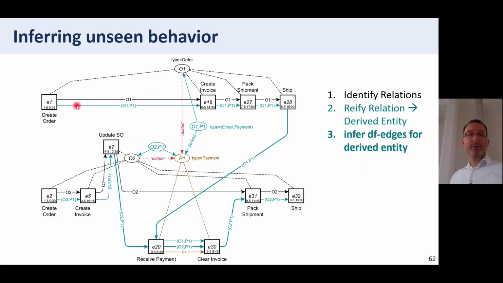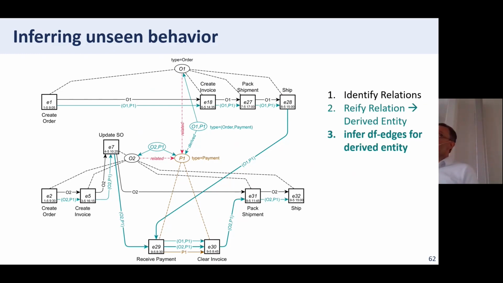So we get a path from O1P1 starting at create order until the end of create order. But then we get this new edge over to receive payment, clear invoice. That's because that's the combined dynamics of the order and the payment. We do the same with order 2 and the payment. And what this gives us is that, if the relation is meaningful, there are also temporal dependencies between the shipment and receiving the payment, and between clearing invoices and packing shipment.